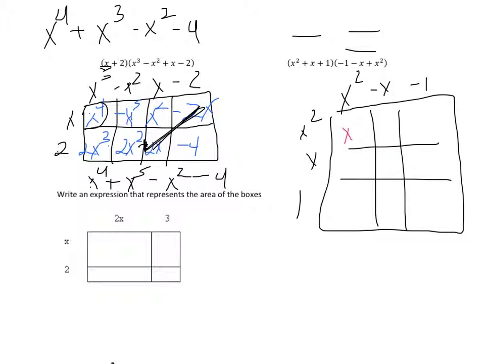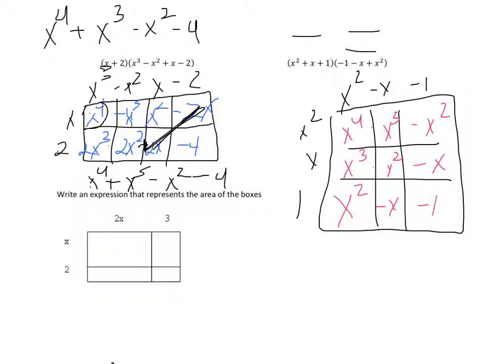Now when we do our multiplication here, it's row times column, so x squared and x squared, x to the 4th, x squared times negative x, that's negative x cubed, x squared times negative 1, negative x squared. Down to the next row, x times x squared is x cubed, x times our negative x squared is negative x squared, x times negative 1, negative x, and then 1 times all these things is going to give us an x squared, a negative x, and a negative 1.